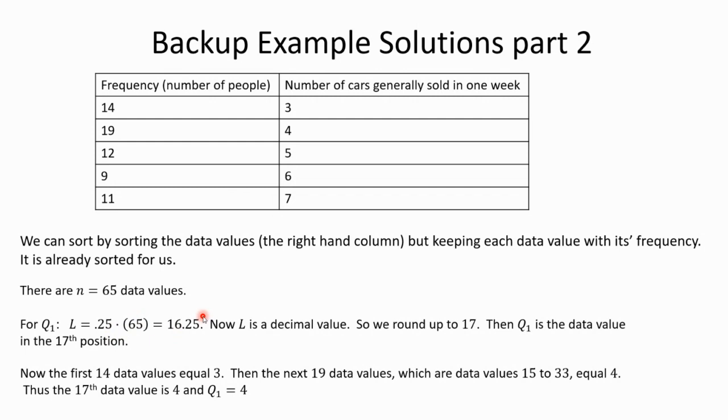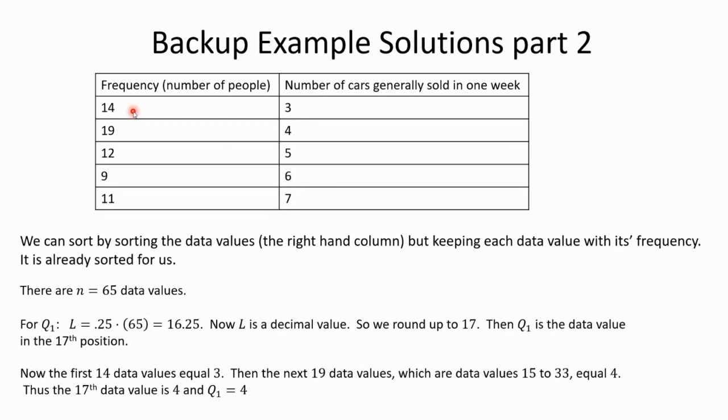So now we round up to 17. I know normally when you look at this and you round, you're thinking, oh, we got to round down to 16. Not in this process. We round up no matter what to 17 in this case. So we need to know which data value is the 17th data value. That's what we have to figure out.